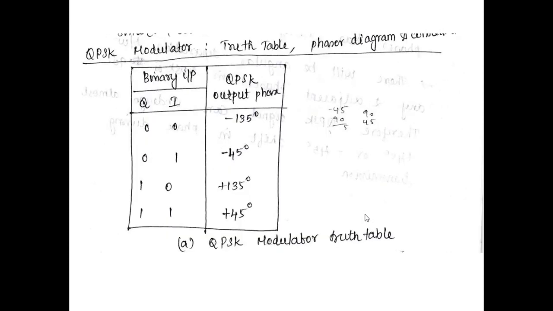Now this is the truth table. Here is the binary input, quadrature phase and in phase. If the input is 0 0, the QPSK output phase is minus 135 degrees, for 0 1 it is minus 45, for 1 0 it is plus 135, and when both are 1 1, it is plus 45. This is the QPSK modulator truth table.